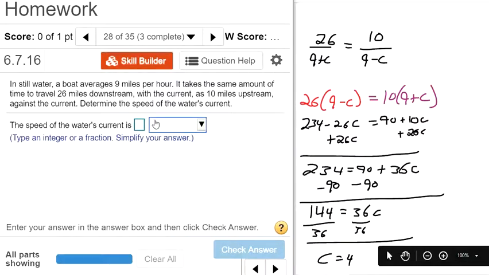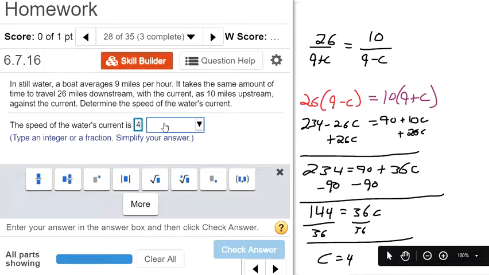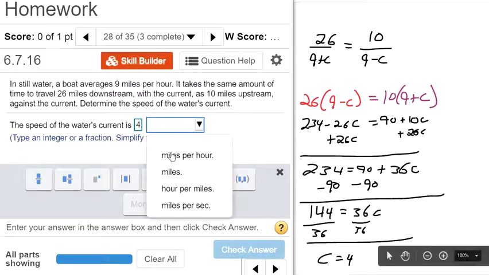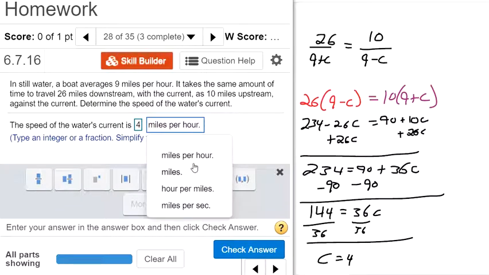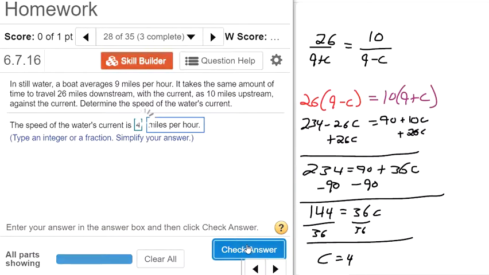That's the speed of the current. So that's 4. And then we're talking about miles per hour, our units, right? You wouldn't say the speed of a current is miles, right? Because a speed is talking about change of distance over time. So this is all in miles per hour, so our final answer is in miles per hour.